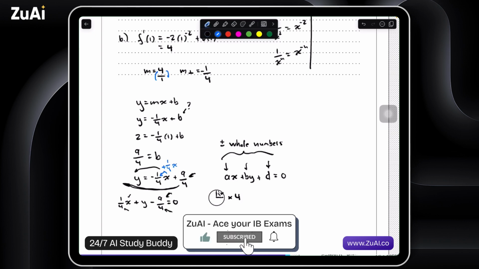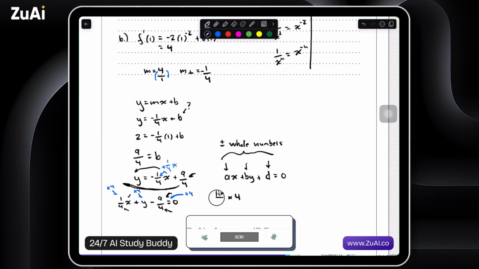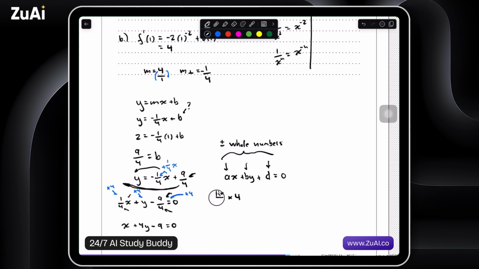So let's multiply by 4, multiply by 4, and then of course this 9/4, we're going to multiply by 4 as well. That'll just give us x, plus 4 times y gives us 4y, and 4 times negative 9 over 4 just gives us negative 9. There it is: x plus 4y minus 9 equals 0. Okay, there it is. Not a bad question.